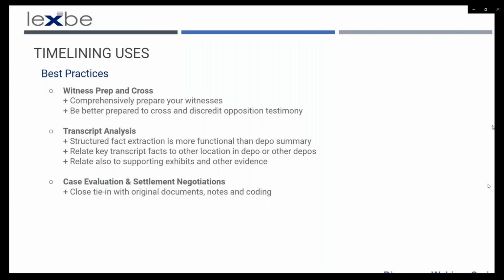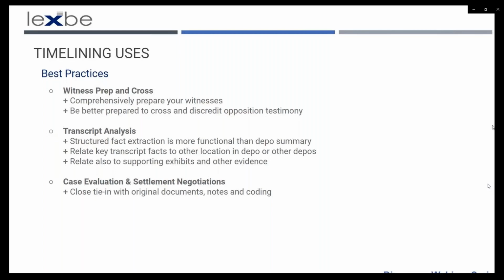Transcript analysis is something that I haven't mentioned yet, but I'll show you an example in a few minutes of how you can do that. And it's something that I think is not commonly thought of when timelining in e-discovery. Timelines can be used as a more structured fact extraction, I think more functional really than the old-fashioned depo summary.